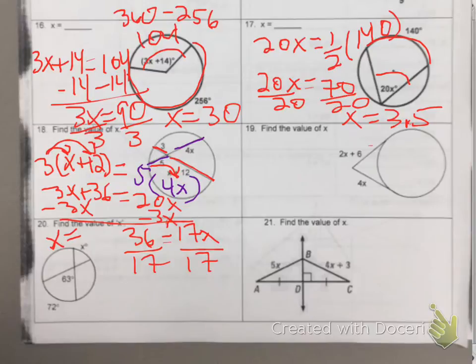All right, so when you divide, you get about 2.1. Okay.